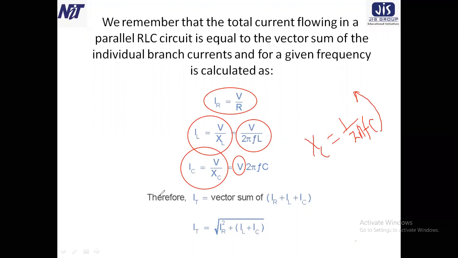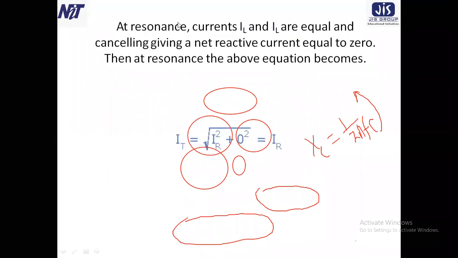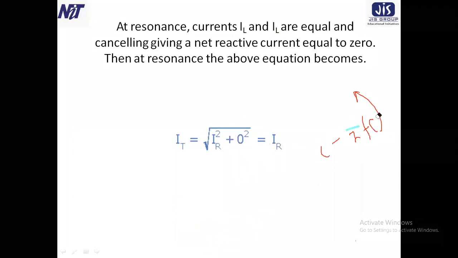Now, therefore, the vector sum of IR plus IL plus IC. So we can say the total current equals root over IR square plus (IL plus IC) whole square. Now at resonance, currents IL and IC are equal and cancelling, so IL equals IC, giving a net reactive current equal to 0.